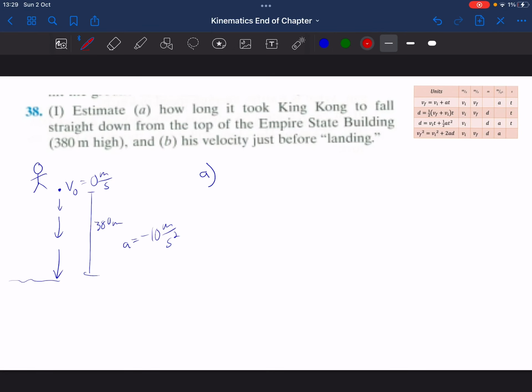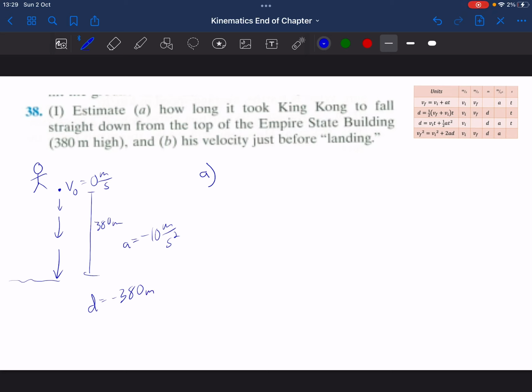Okay, number 38. Estimating how long it took King Kong to fall down from the Empire State Building. So I drew a little diagram here, as you should, to help visualize what's going on. So if he is jumping down, I labeled my ground 380 meters above. He is falling downward, so that would actually be a displacement of negative 380 meters because he is moving down.